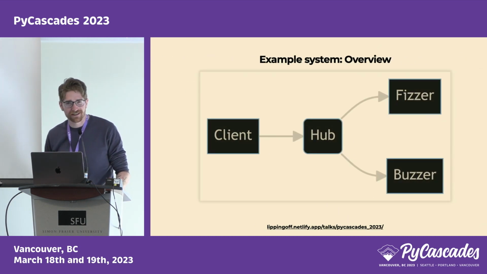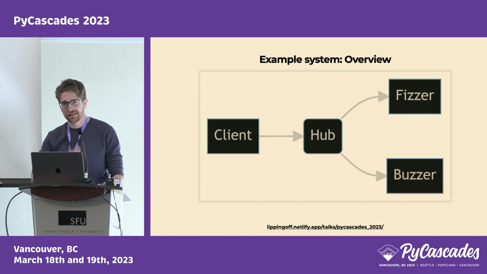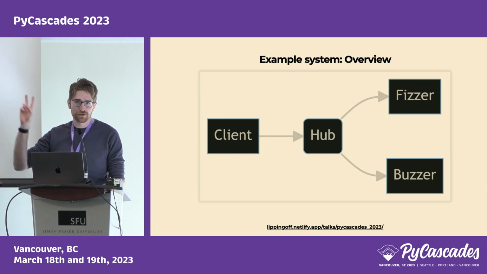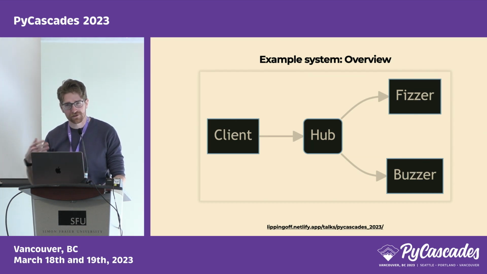A quick little architecture diagram. We'll have some client connect to one hub service, sending a JSON payload to that service. That service connects to two separate services, a fizzer service and a buzzer service, gets those results back, then gets the actual response that we want, and returns it to the client.